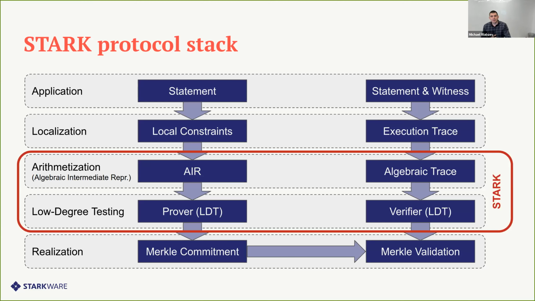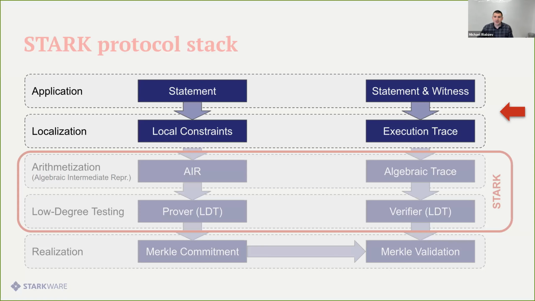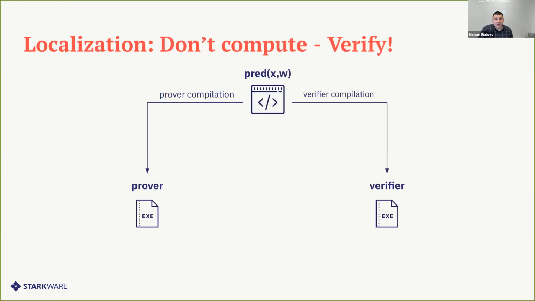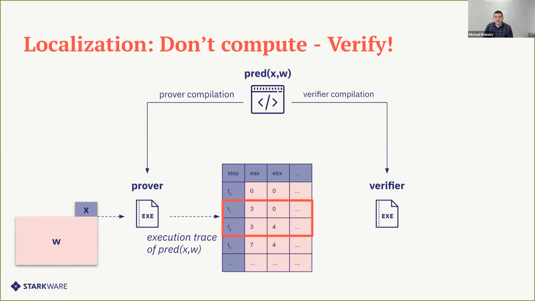Okay. So we will start with the highest layer. So we have a predicate. And as we said before, we can compile it to a prover and a verifier. It could be executable. The prover just runs the predicate given an input. And what it could do, it could just generate the execution trace of this predicate validation. What could the verifier now do?